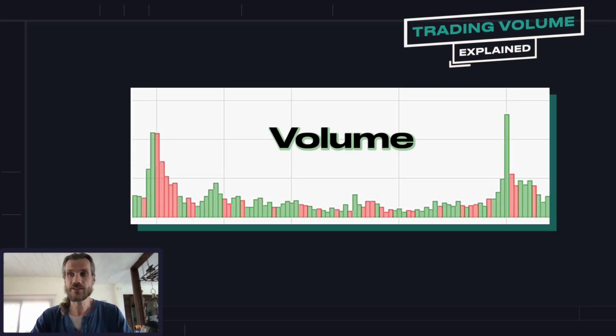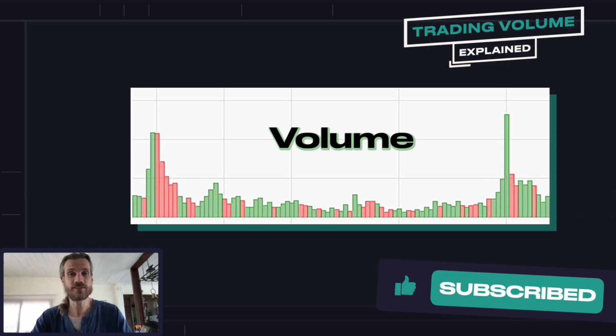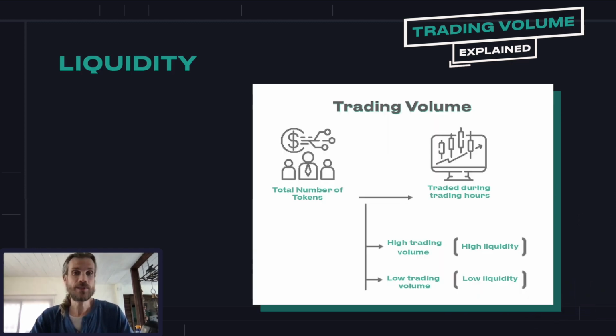Volume in trading is the number of coins, tokens, or assets traded in any given period. It is displayed on price charts like this. Simply put, trading volume is the combination of the total number of tokens, coins, or assets traded during any given period. Higher trading volume equals higher liquidity in the market. Lower trading volume equals lower liquidity. When we're trading, we want to see high liquidity, more people involved in the trade.